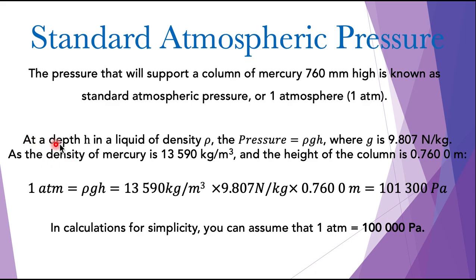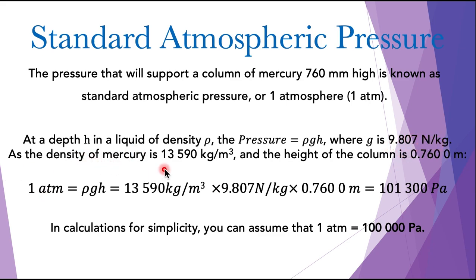For example, at a depth h in a liquid of density ρ, the pressure is equal to ρgh, where g is the gravitational field strength. We usually call it 10 Newton per kg, but right now we are using the more accurate measurement, which is 9.807 Newton per kg.